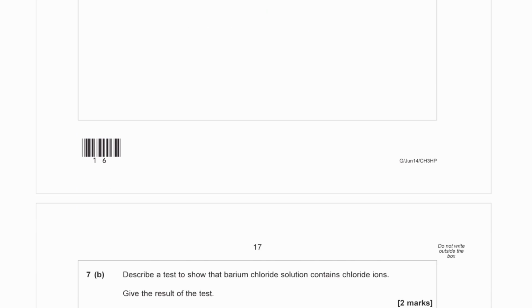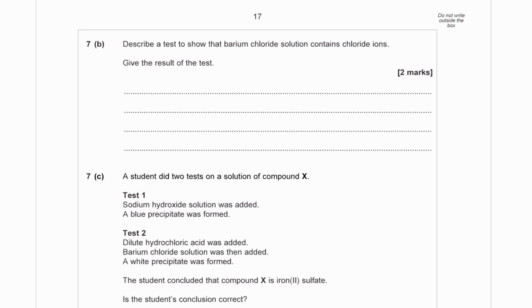All right, so let's move on. In 7b, we are asked to describe a test to show that barium chloride contains chloride ions and give the results of the test. This is of course the halogen test, and the halogen test is where you add a solution of silver nitrate. It's actually ammoniacal silver nitrate, so it's dissolved in ammonia, but we are fine in saying silver nitrate solution. So silver nitrate solution is added.